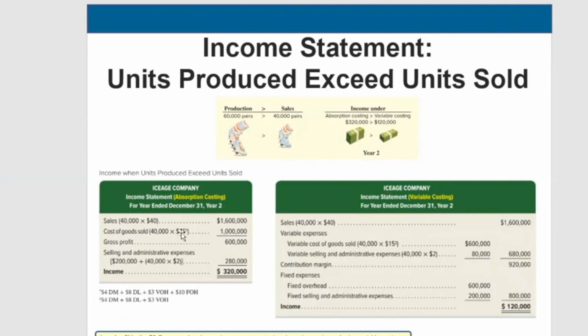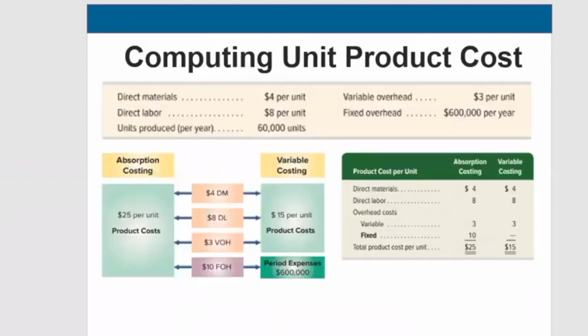Over here, it's the 600,000, but divided by 60,000 to get 25. But then multiplied back out times only 40,000 because we only sold 40,000. I think it was $4 of materials, $8 of overhead, some variable overhead, and some fixed overhead of $10. That's what's in the 25.